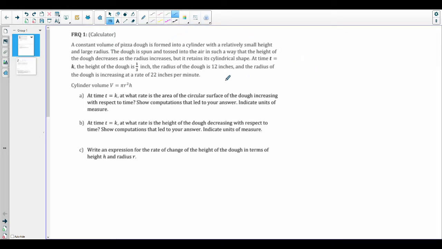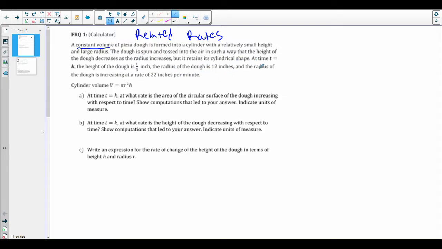Okay, let's work through these free response questions on our study guide. So the first free response question is related rates, and we're dealing with a perfectly cylindrical piece of pizza dough, because that's realistic, right? So what do we know? Let's see. It's a constant volume. That's important.